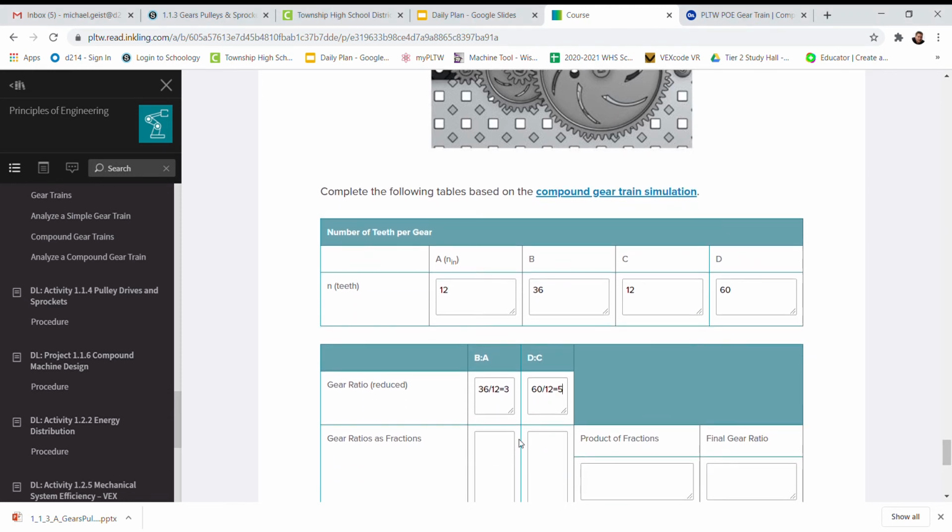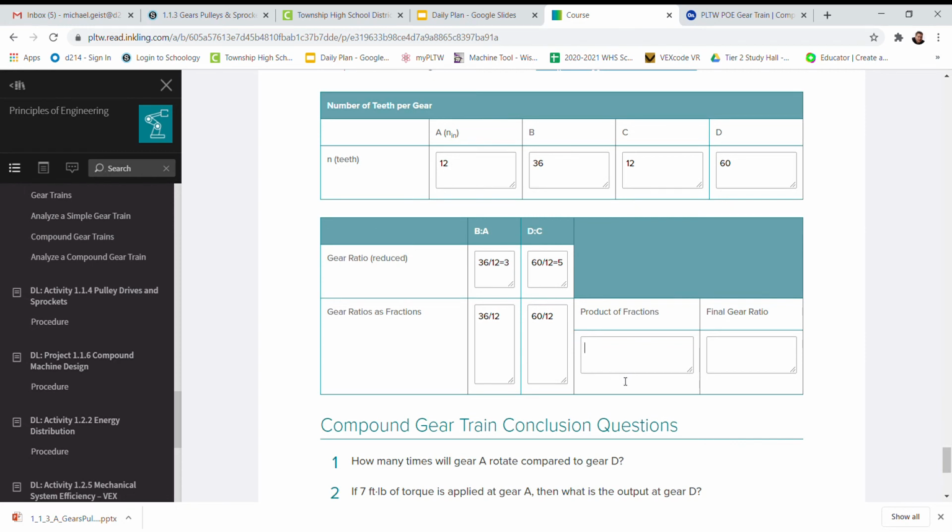Okay, so gear ratios as fractions, I already kind of did that up top, but I'll just bring those down, just like that. Product of fractions, they're asking me to do it, so I'm going to do it. So my numerator is 36 times 60. My numerator up top, oops, forgot to look at it, 2160. And then my denominator down below is going to be 12 times 12, which should be 144.